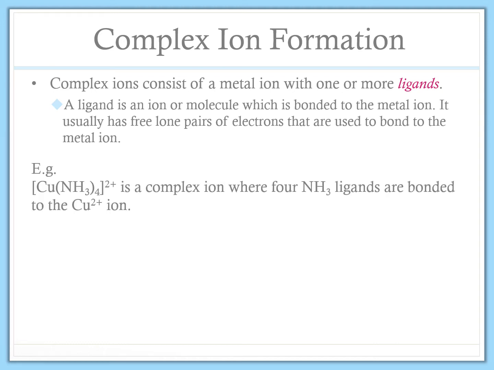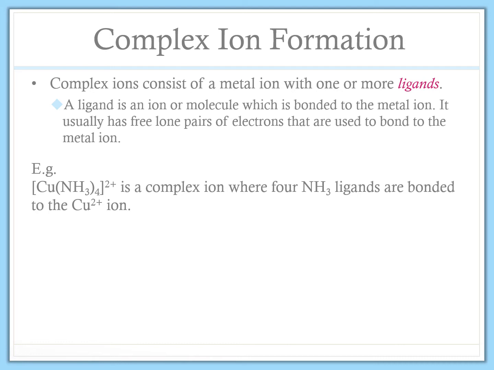Here's an example. Copper ammonium is a complex ion, and it has a charge of plus two. In that complex ion, there are four ammonias bonded to a copper, and that gives the whole thing a charge of 2 plus. Each ammonia doesn't have a charge. Copper has a charge of 2 plus. The whole thing has got a charge of 2 plus.